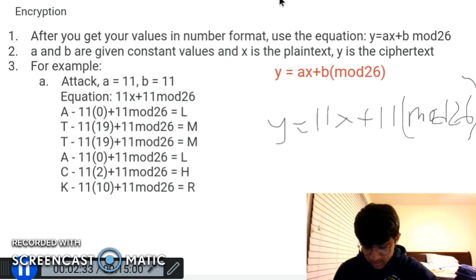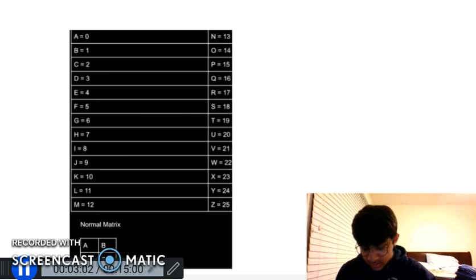And then same with T. You just repeat this step. Make sure that you check through each step, even if you see repeating letters, because if you get more than two wrong, you get the entire question wrong. We don't want that. Our next one is going to be A again, which is L, and then we have C. C is going to be 2, so we plug in 2 right here. 11 times 2 is 22, 22 plus 11 is 33. 33 mod 26 is going to be 7. And we see that 7 is H.